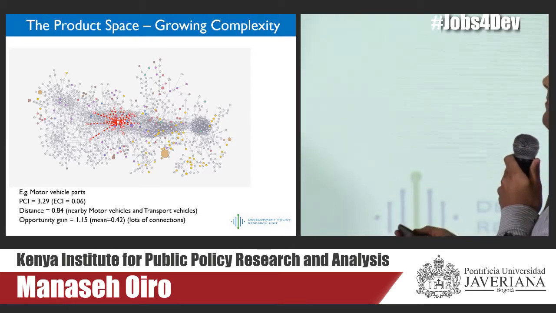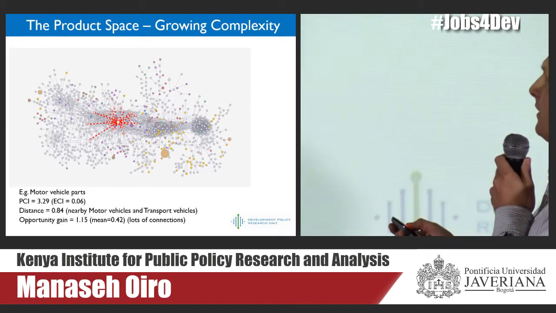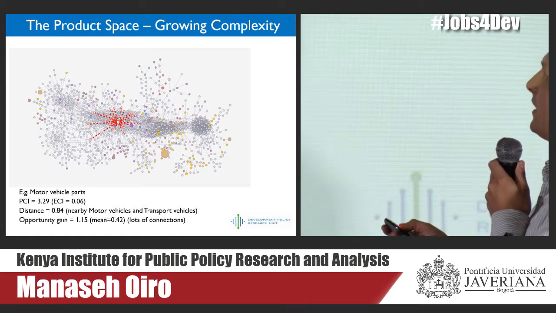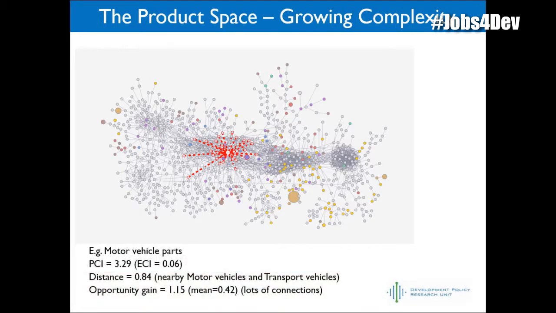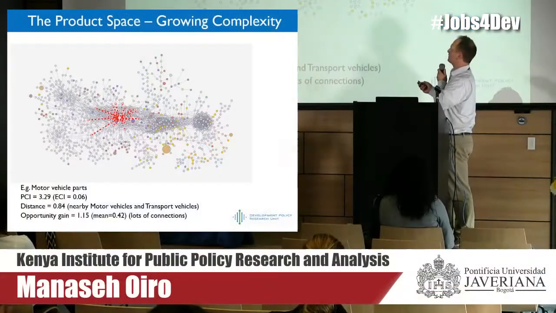So this is South Africa, and I'm really going to speak to this story here. This is motor vehicle parts. It's an unoccupied node. It's actually one of the frontier products for South Africa. South Africa currently produces motor vehicles, and this is delivery trucks. Now, this product here, motor vehicles, is relatively complex. Its PCI index is 3.29, which is much higher than South Africa's economic complexity, the average complexity of the economy. So if South Africa shifts into this product, it'll grow its complexity.